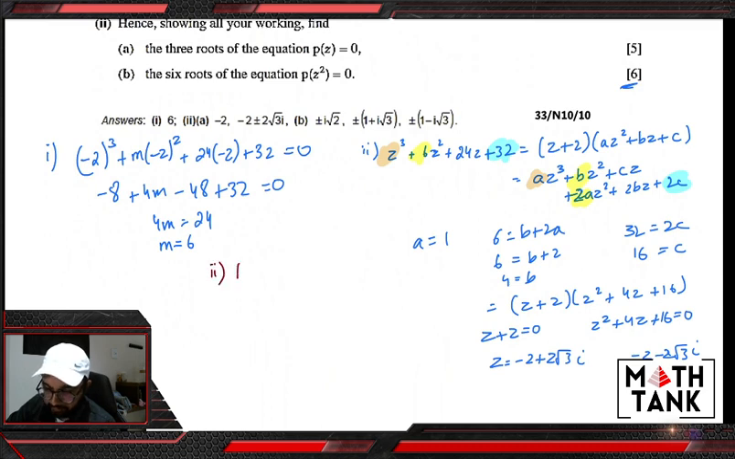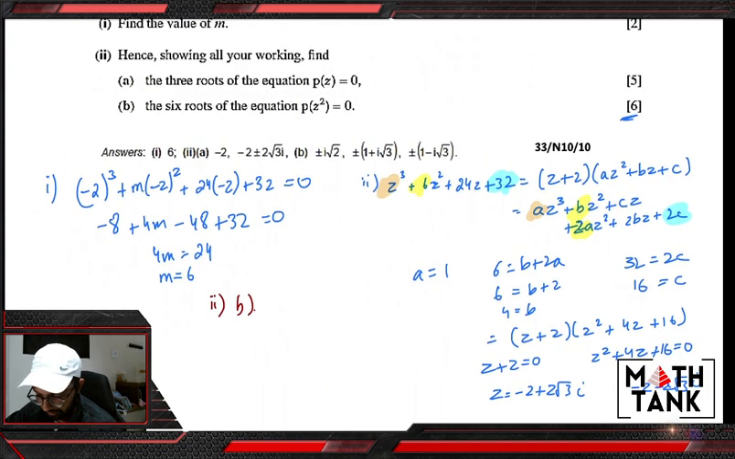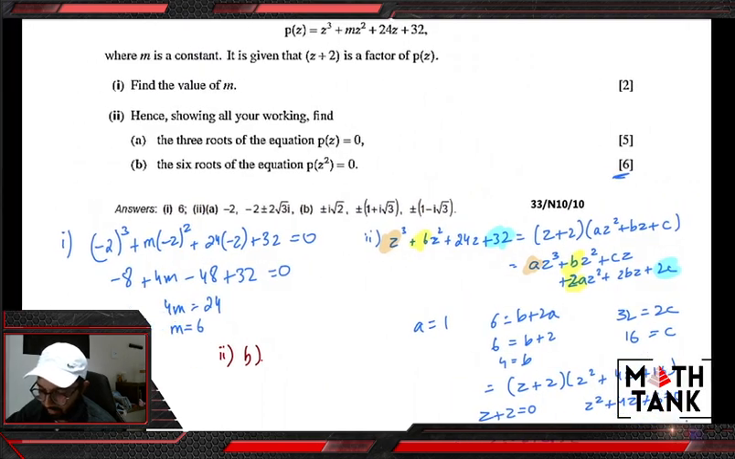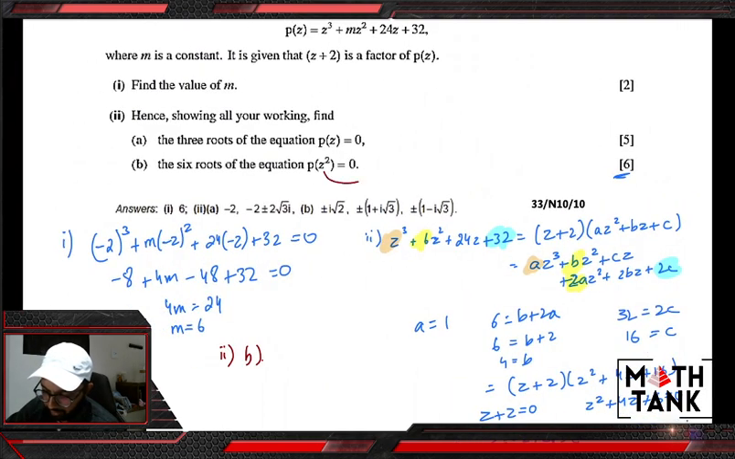Part 2b. Part 2b is a long question. See, it's 6 marks, so you need to be careful. Now it says the 6 roots of the equation p of z squared. So what I need to first do is make sure that I know what I'm trying to solve. The thing that I'm trying to solve is z squared replaced in this entire equation. So this actually becomes z to the power 6 and then mz to the power 4 and 24z squared and 32.